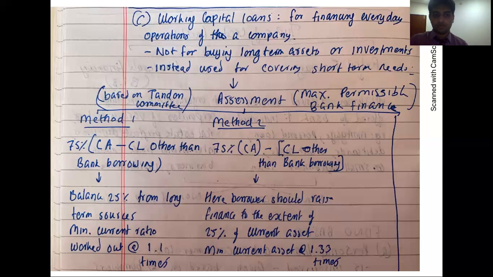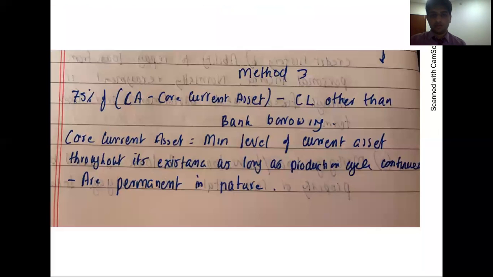Method number three, or tandem method number three, is normally not followed much by the banks. This is 75% of current asset minus core current asset minus current liability other than bank borrowing. You need to understand what core current asset is. There are certain current assets required for the business to function. Even though they are known as current assets, these are like permanent current assets, long-term current assets. So we need to reduce that current asset.